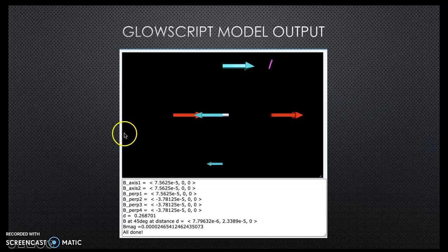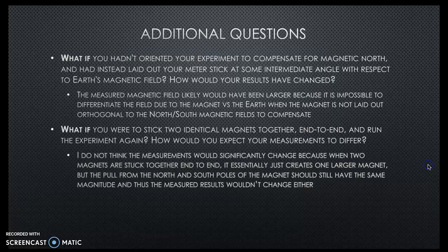The model and output from my GlowScript code: the red arrows represent the on-axis, the blue arrows represent the perpendicular, and the small purplish pink one at the top right represents the 45-degree magnetic field. And as you can see, the d value equal to 0.2687 meters is nearly exact with the value found through the experiment.